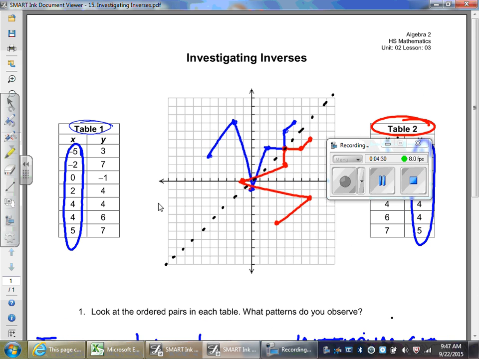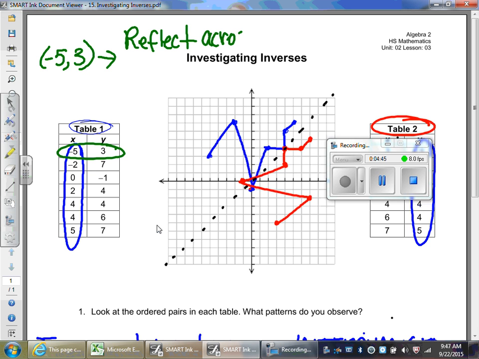Let me find some room to do that. For example, if I take this point here, -5, 3, and if I want to reflect that across the x-axis, and I'm talking about this point, okay? If I reflect it across the x-axis, it's going to make the y value negative, right? So then the point will be -5, comma, -3.